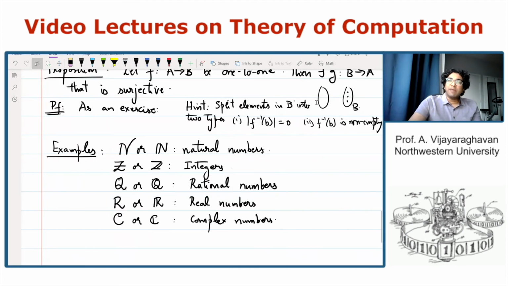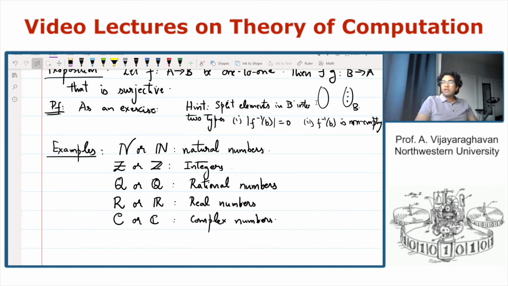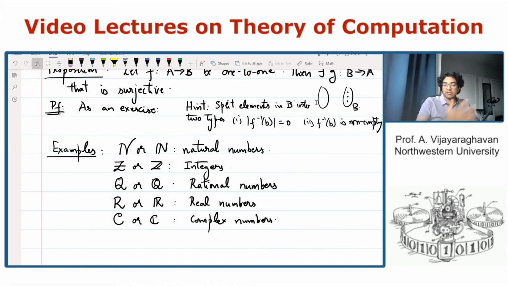Now let's look at some examples of these infinite sets that we would have encountered. For instance, we can take the set of all natural numbers. Usually that is represented by either script N or a bold N. You can have the set of integers or sometimes whole numbers or rational numbers, which we will represent by script Q or bold Q. Similarly for real numbers and complex numbers. Script R for real numbers and script C for complex numbers. These are all infinite sets. And now you can ask, how do I compare their cardinalities?